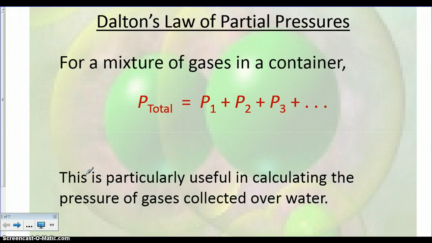If you take each of their individual pressures, or their partial pressures, and add them up, that can give us the total pressure of the container. And that's exactly what Dalton's law says. So P total is equal to P1 plus P2 plus P3, and so on and so forth.